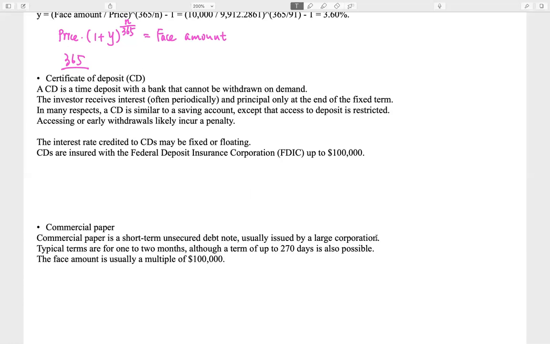Okay, of course, those corporations are well-known companies, and it's probably less likely that they will go bankrupt within 1 or 2 months. But still, there is significantly higher risk because they are not backed by anything, right? They are backed by the company, right? So if you trust the company, you invest, but of course there is default risk.